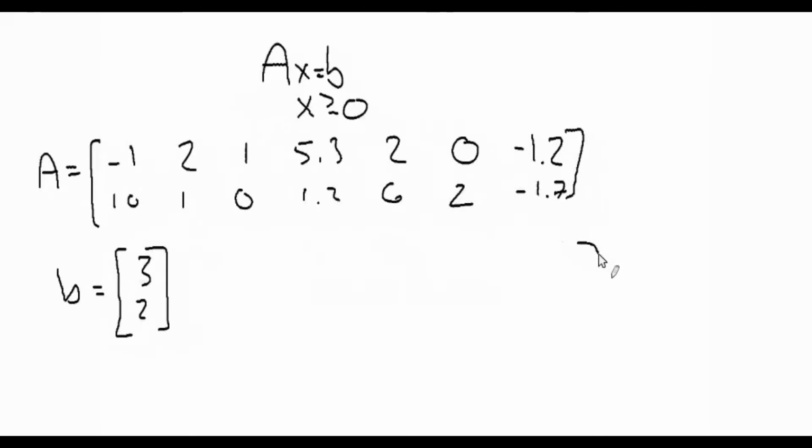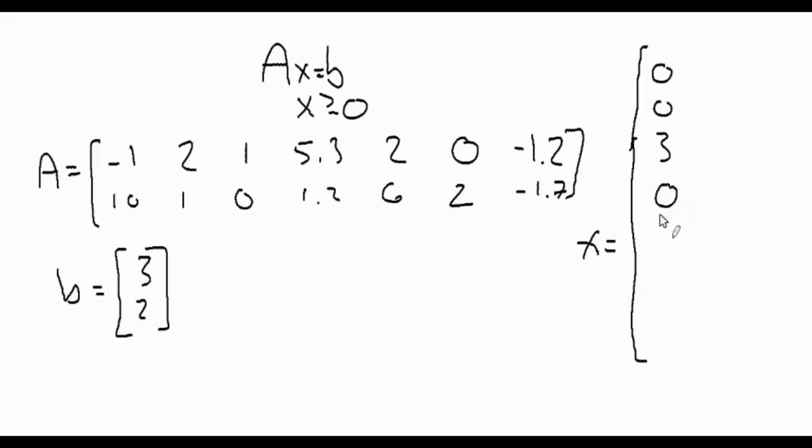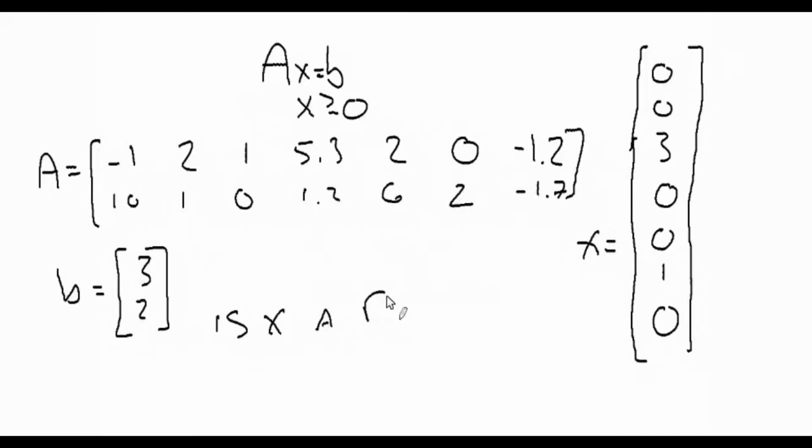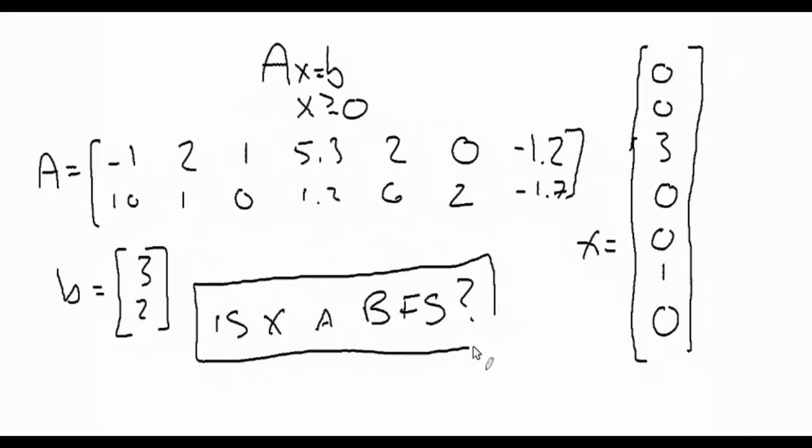And X, right over here, is this big, long column vector with 7 components. 0, 0, 3, 0, 0, 1, 0. And the question is, is X a BFS? That's the question for this problem.